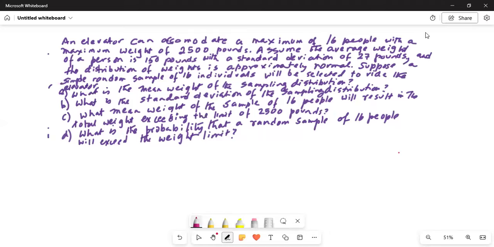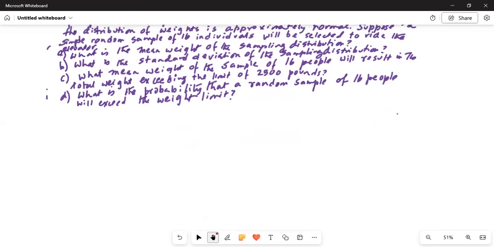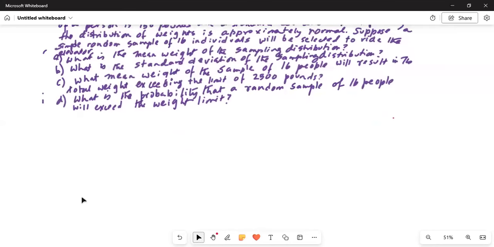Suppose a simple random sample of 16 individuals will be selected to ride the elevator. What is the mean weight of the sampling distribution? That's part A, and part B is what is the standard deviation of the sampling distribution? So let's get started in solving part A and part B first.